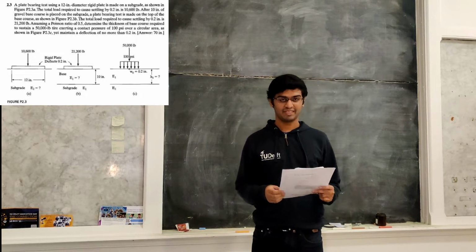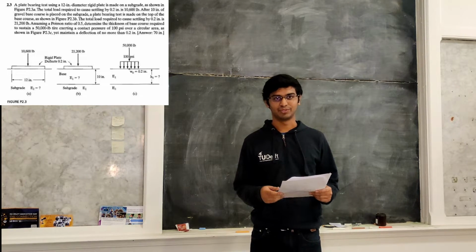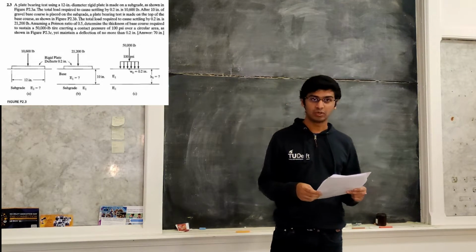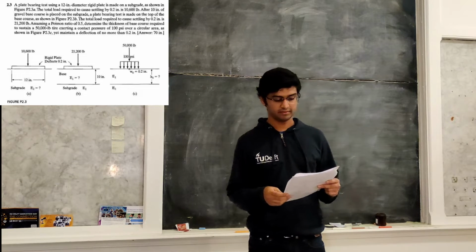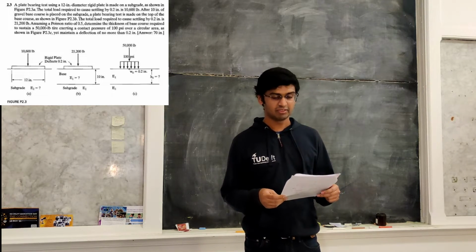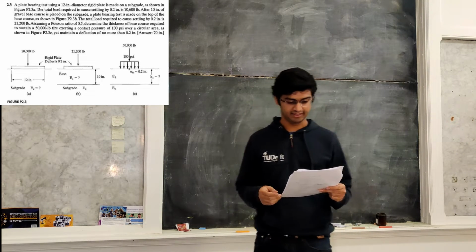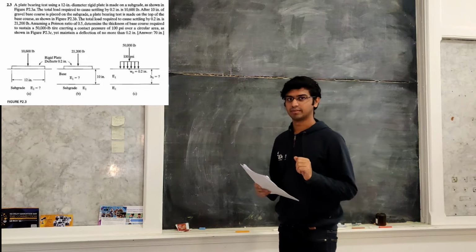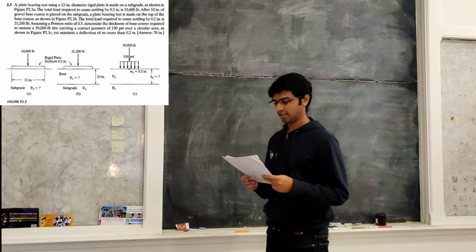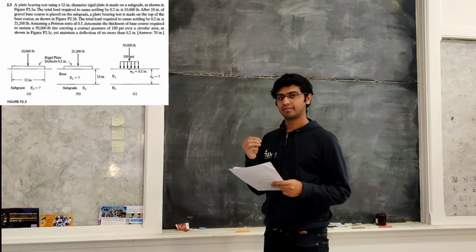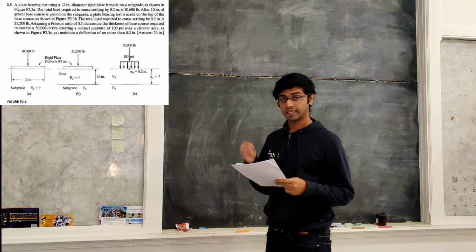Today in this tutorial session we are going to solve a two-layer and one-layer theory problem, which is Boussinesq and Burmister's method. Let's directly go to the problem statement. Our problem has three different steps, three different scenarios.